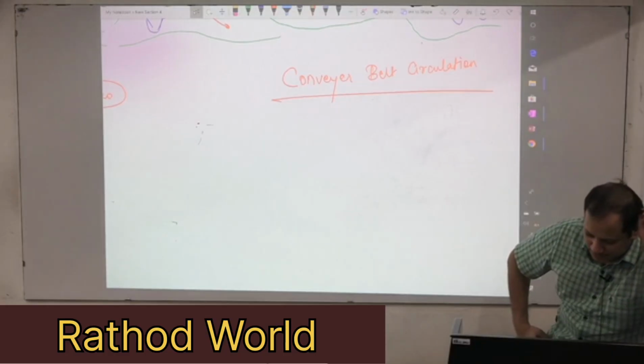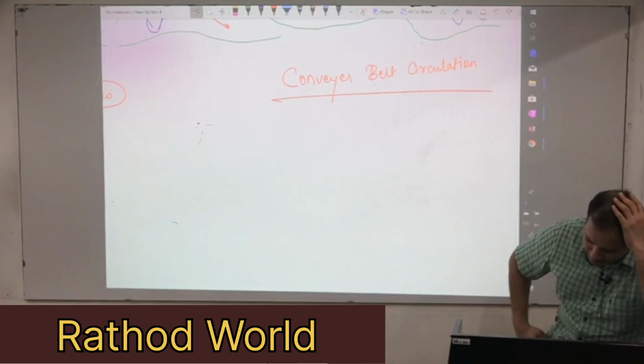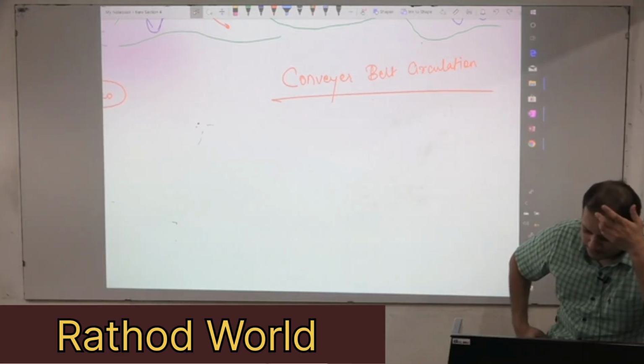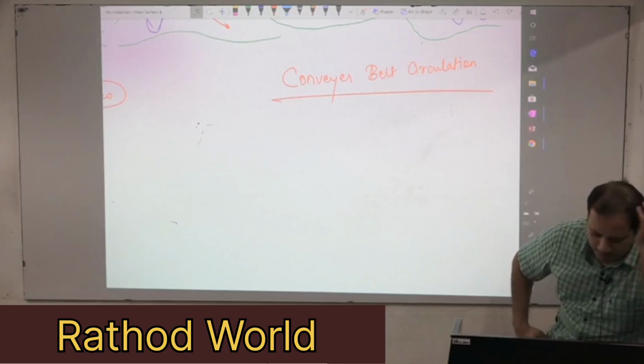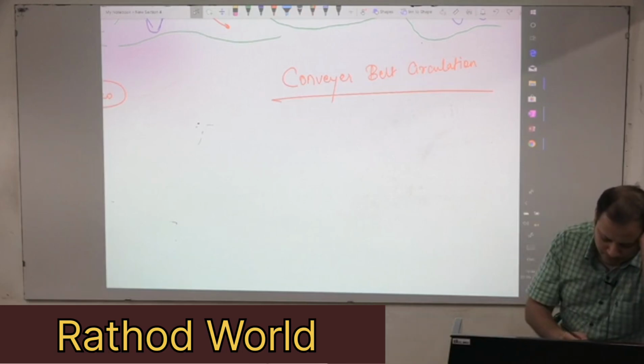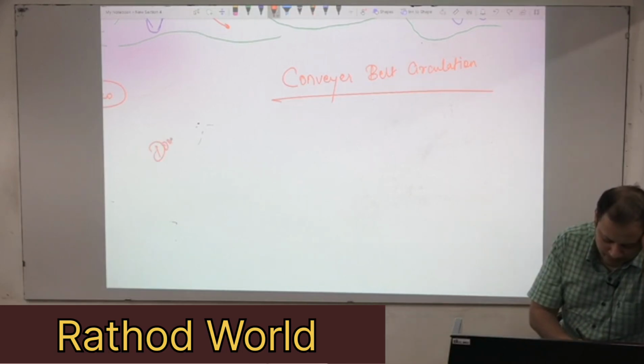This circulation causes exchange of surface water mass and deep ocean water mass by the process of downwelling and upwelling.